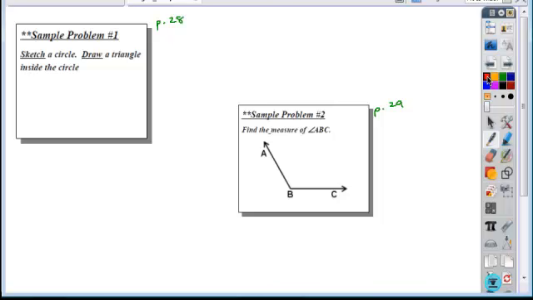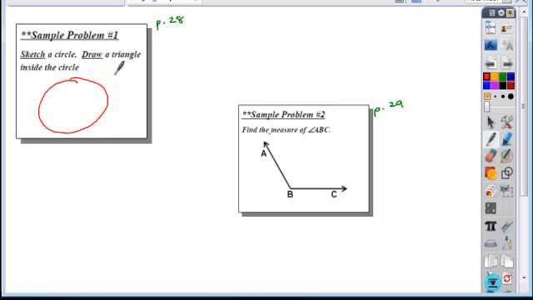Right. In looking at this sample problem 1, it asks us to sketch a circle. A sketch is just a hand-drawn figure. So if I just draw in my circle here, it doesn't have to be to scale. It just needs to look like a circle. If there are any properties that need to be labeled, label those. In this particular case, there are none.